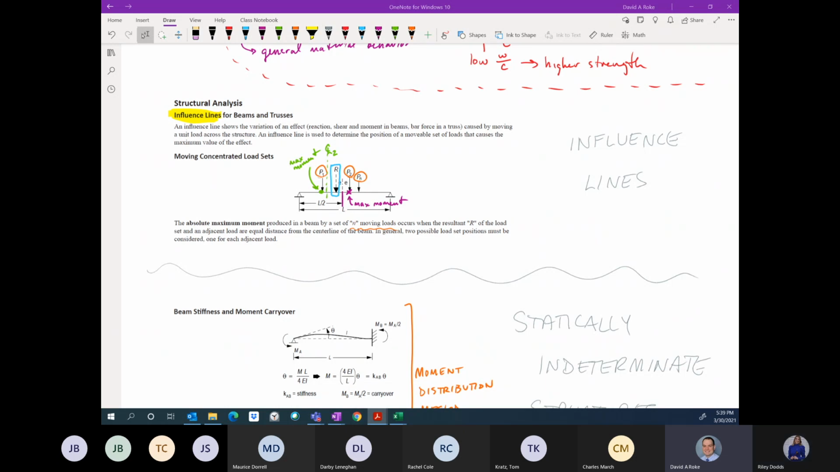I'm just looking for some specific information in the handbook. And it must be in the mechanics of materials stuff. There we go.